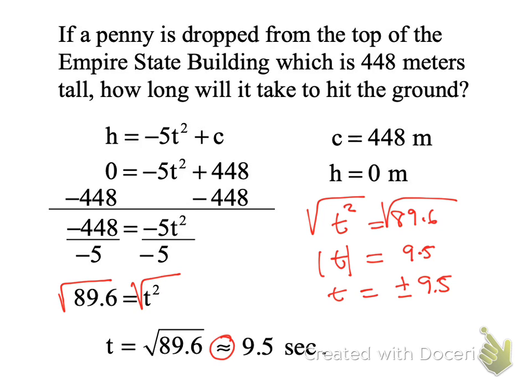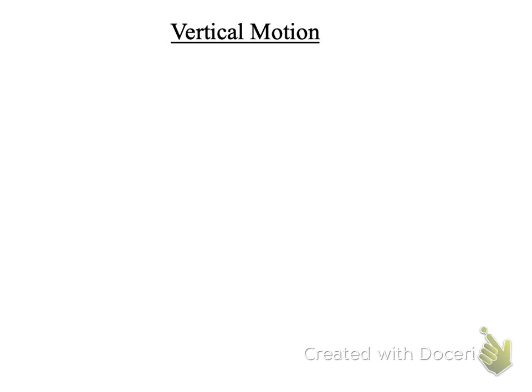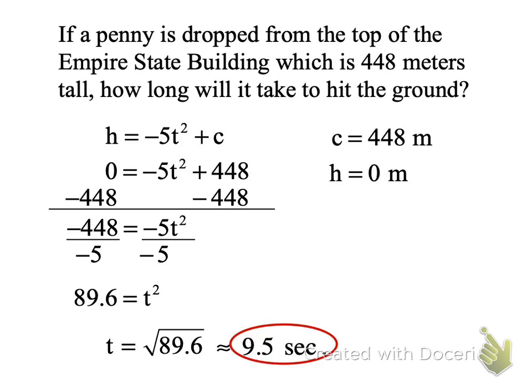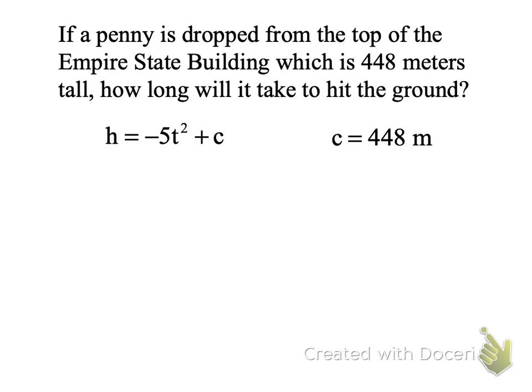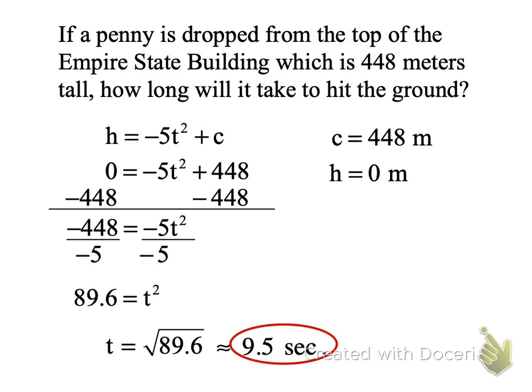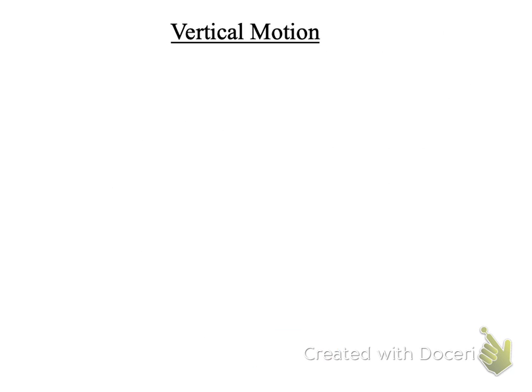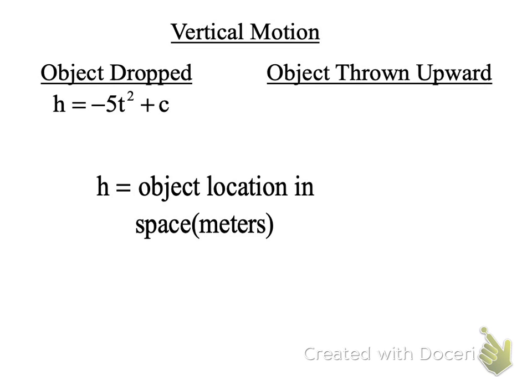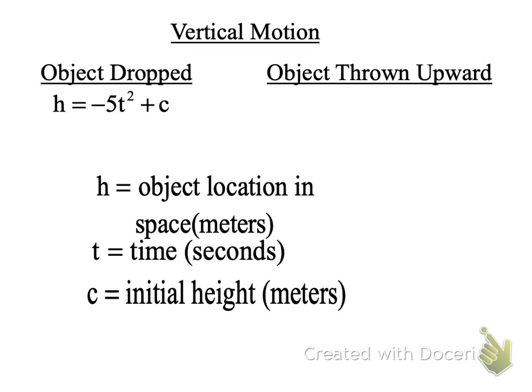Okay, you guys try the next one. Oh no, vertical motion. Okay, the last one was called height of a falling object. Vertical motion is when something is actually moving up. Let's say I'm doing a firework. In this case, H is your object location in space, T is the time, and C is the initial height.